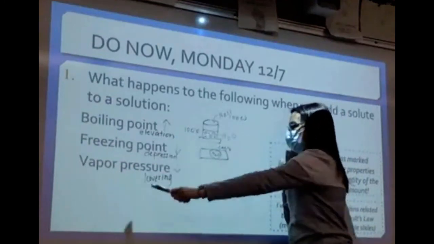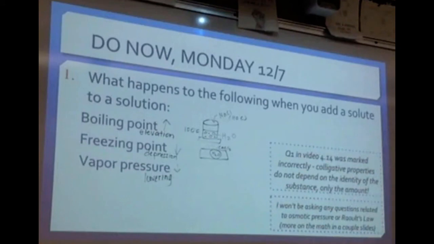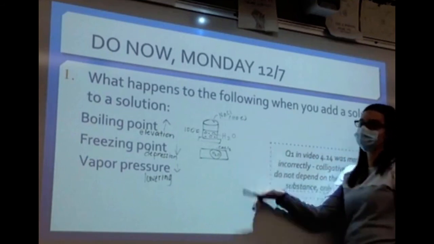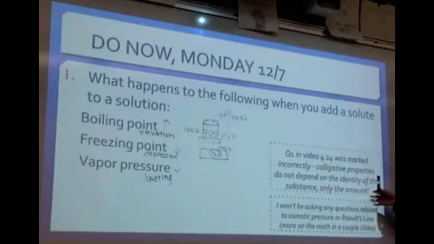This is what you need to know about colligative properties. So you just need to know the conceptual understanding and why boiling point goes up, freezing point goes down, and vapor pressure goes down, which is what we just looked at. Some other things with colligative properties.